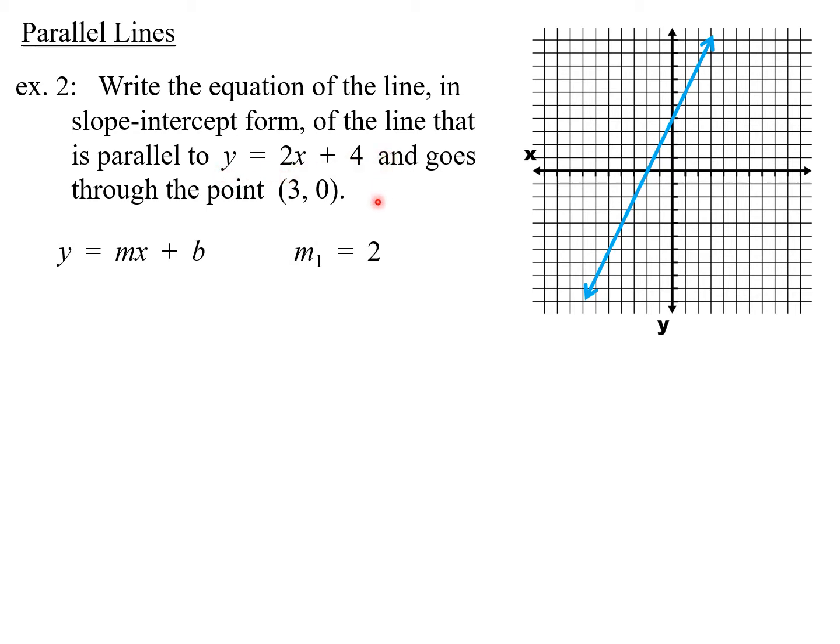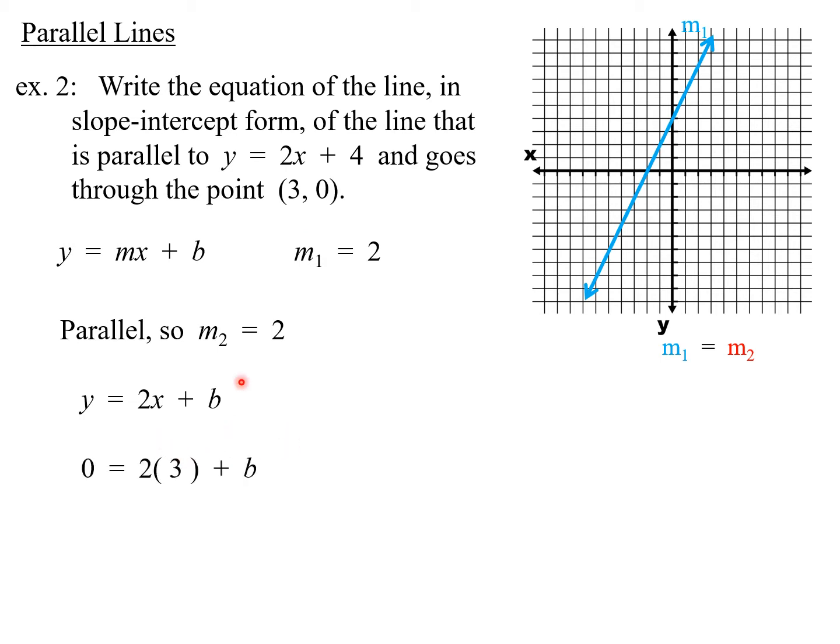If the line we're looking for is parallel, we know that the slope is going to be the same. The slope is also going to be 2. So as we did in the previous example, we can insert that value into y equals 2x plus b and use the point that they gave us to find the value of the y-intercept, inserting 0 for y and 3 for x, and then solving for b.